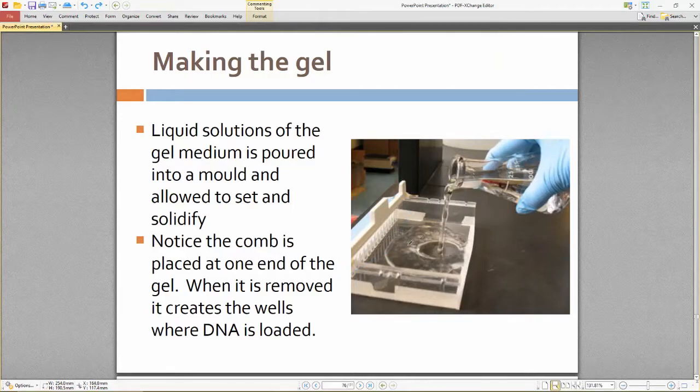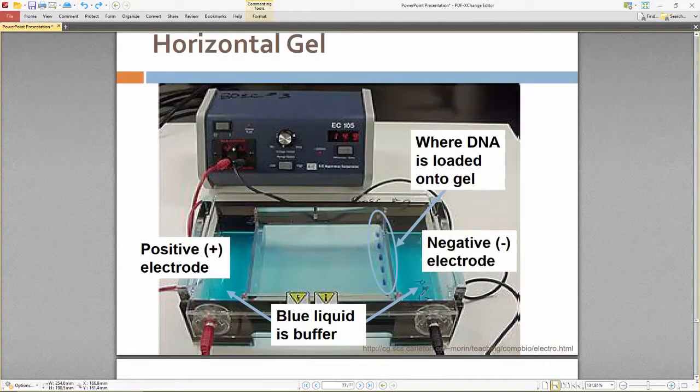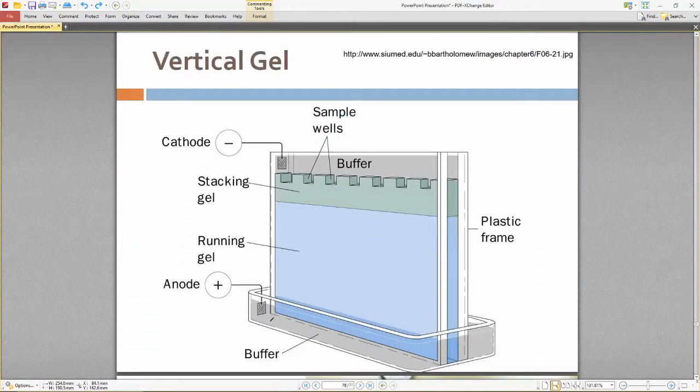Basically, what it's asking you to notice here is that, imagine you stuck a comb into a gel, and then the gel was solidified against this comb. And once you take the comb out, it'll create wells, so little holes in the gel. And this is where DNA will be loaded, and we'll learn about loading in a second. So, in this picture, you have what we call a horizontal gel, and this is because the DNA is going to move horizontally across the gel. In a vertical gel, DNA will move vertically.